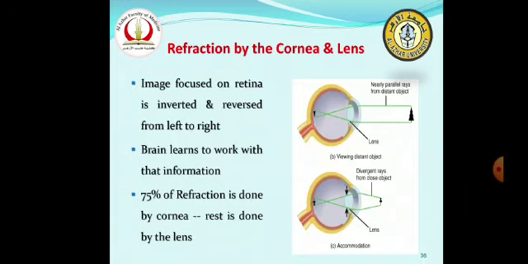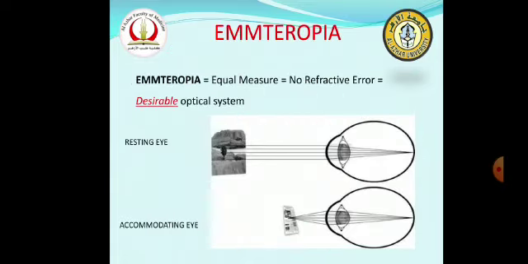Refraction by the cornea and lens. The image focused on the retina is inverted and reversed from left to right, but the brain learns to work with that information. 75% of refraction is done by the cornea and the rest is done by the lens. Emmetropia is the refractive status of the eye where the image of an object is focused on the retina. So it is equal measure, the visual acuity is 6 over 6, there is no refractive error, and it is a desirable optical system.